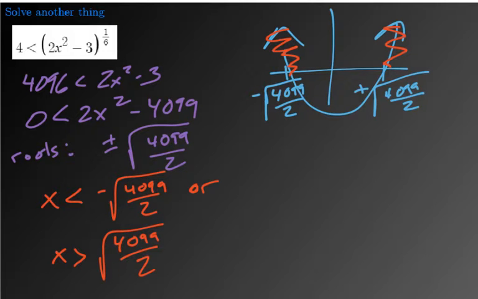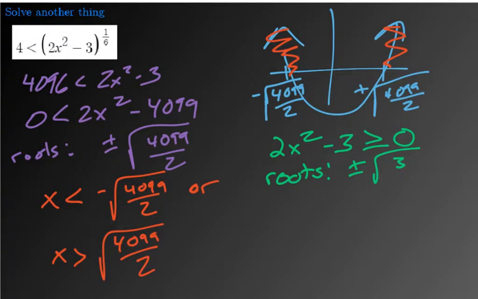We need to check the domain. We need our answers to work for wherever this thing is defined. If you go and just take the inside, 2x squared minus 3, for even roots we want it to be greater than or equal to 0. So we get another quadratic inequality that we've got to deal with. The roots on this one are, you move the 3 over, divide by 2, you're going to get plus or minus square root of 3 over 2. Let's just squeeze this in right here. You get negative square root 3 over 2, positive square root 3 over 2.